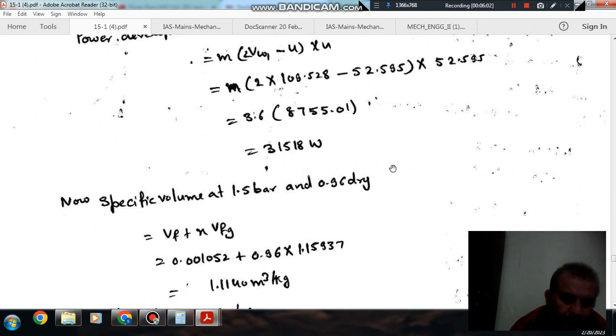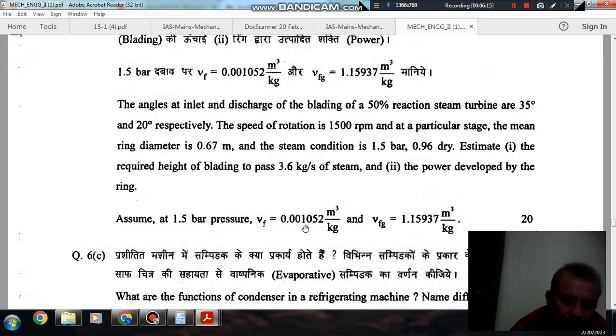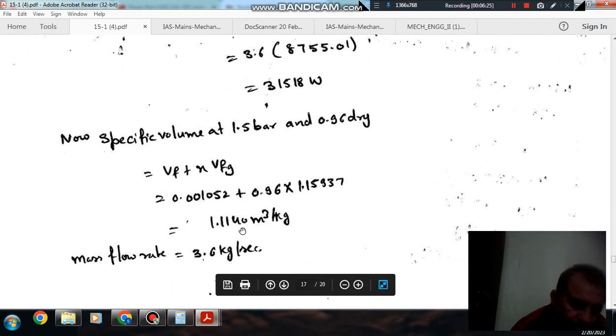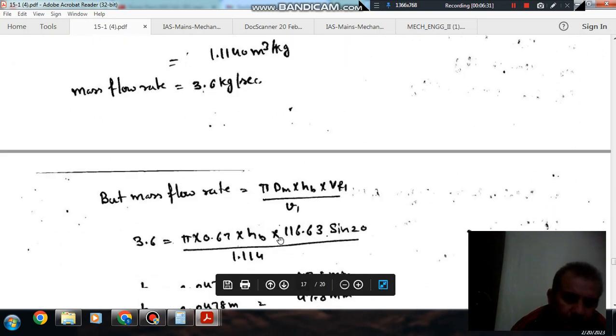Okay, so this is the power developed. Specific volume at 1.5 bar and 0.96 dry we can calculate from VF and VFG that are given, along with the dryness fraction. So specific volume is 1.140 meter cube per kilogram. Now we have calculated VF1 also, so VF1 is 116.639 sin 20.